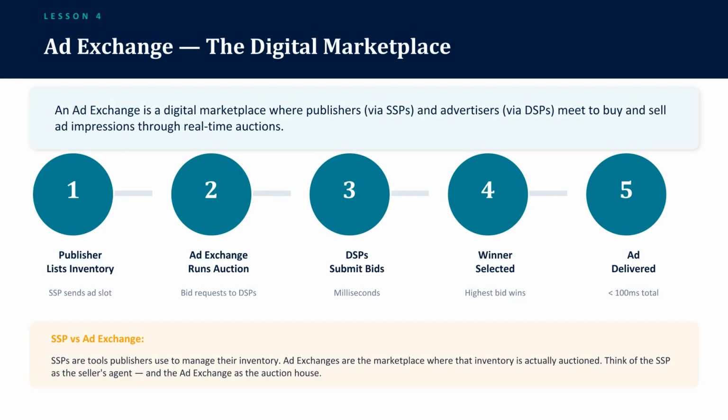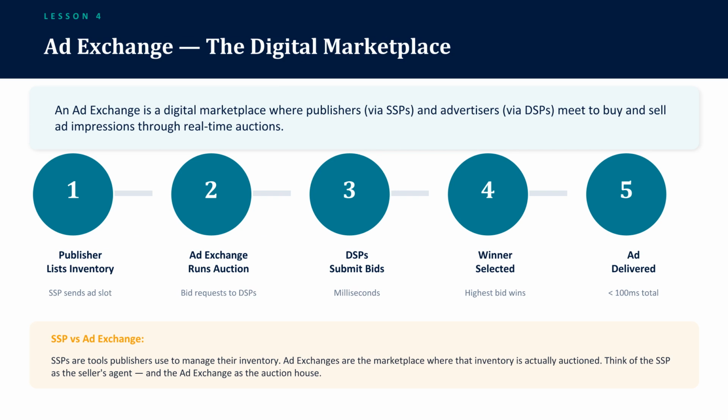The ad exchange is the neutral marketplace in the middle. Both sides connect to it. The SSP brings supply. The DSP brings demand. The exchange runs the auction and settles the transaction in real time. The stock market analogy is apt here. In a stock exchange, buyers and sellers come together to trade securities at prices determined by supply and demand. In an ad exchange, buyers, advertisers, and sellers, publishers, come together to trade ad impressions at prices determined by real-time auctions.